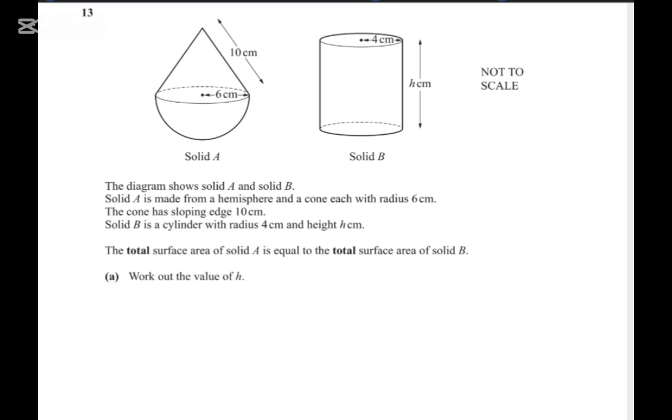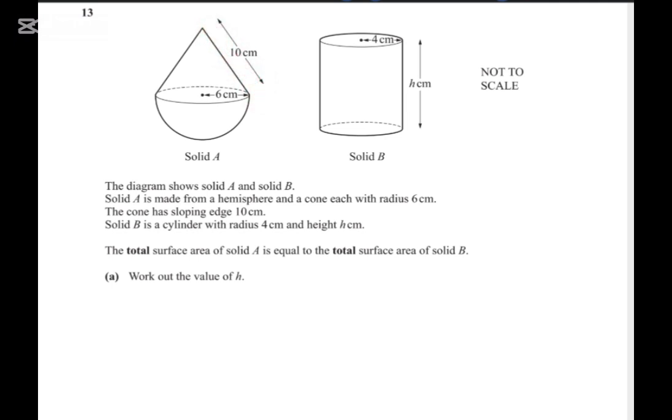Question number 13. The diagram shows solid A and solid B. Solid A is made from a hemisphere and a cone. This is the hemisphere and this is the cone, each with radius 6 centimeter. So both have the same radius, 6 centimeter. The cone has sloping edge 10 centimeter. So the sloping edge is given to us.